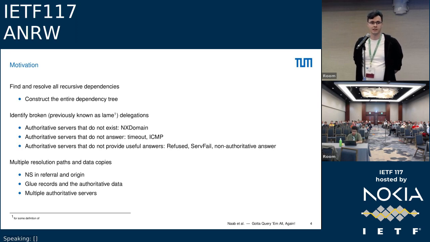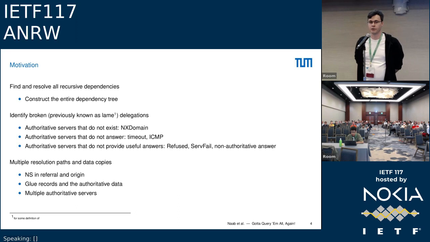We want to identify broken delegations, for some definition of lame, as we called them previously. So like authoritative name servers that do not exist or do not seem to exist. If I try to resolve a name, I might get an NXDOMAIN back in the DNS. It could be in the root zone if it's simply root crap. It could be in some TLD zone where I might be able to add my own records. Authoritative name servers that do not answer: timeouts, ICMP errors.